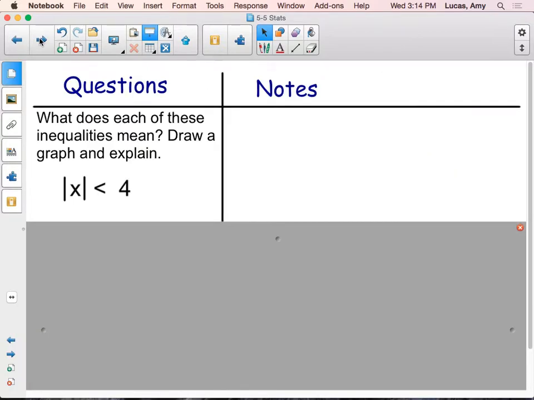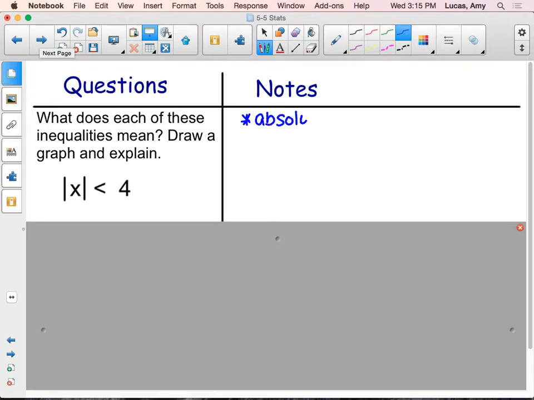All right, we're going to start out by talking about what some inequalities mean when they have absolute value bars in them. And so it says, what does each of these inequalities mean? And draw a graph and explain. So for starters, we've got the absolute value of x is less than 4. Well, remember that absolute value means the distance away from 0 on a number line.